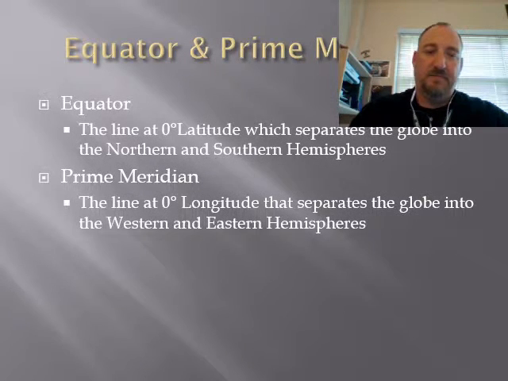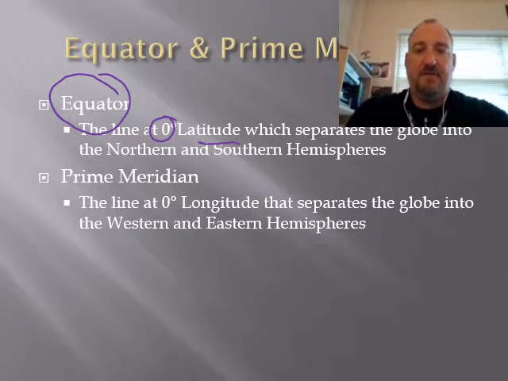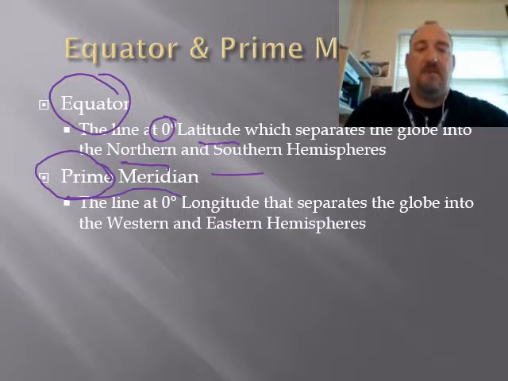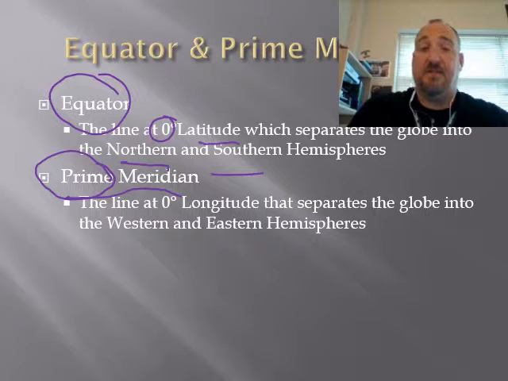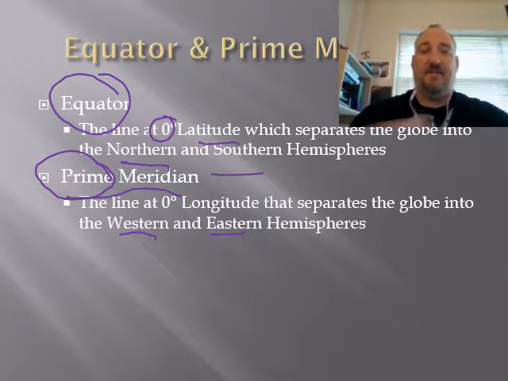We'll talk about those. We have the equator, 0 degrees latitude. It separates the globe into northern and southern hemispheres. And then we also have the prime meridian, prime meaning most important. It's the line at 0 degrees longitude. And then it separates the globe into western and eastern hemispheres.